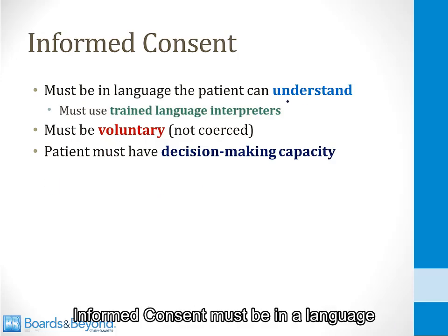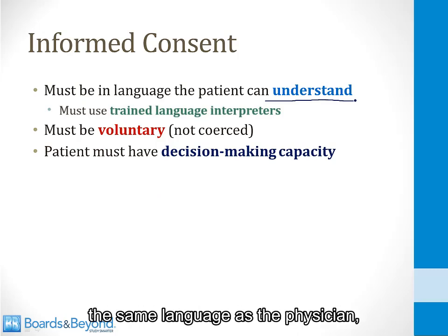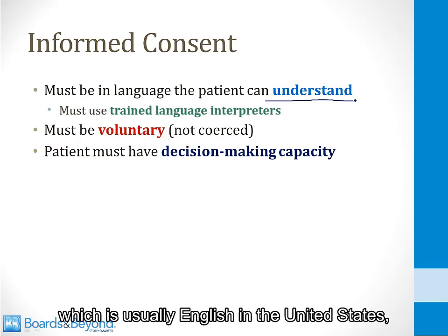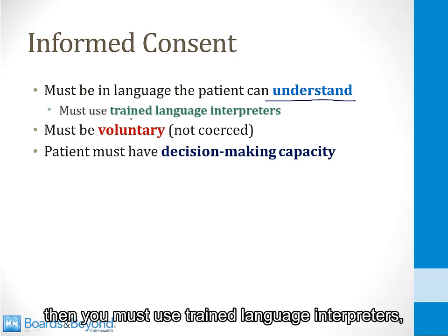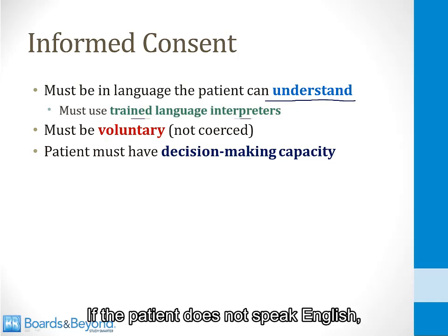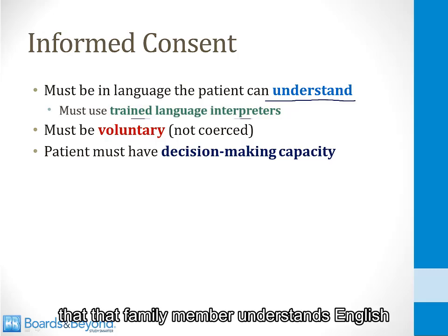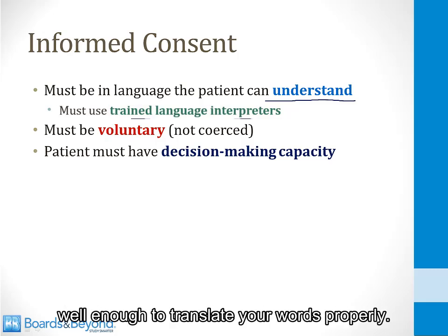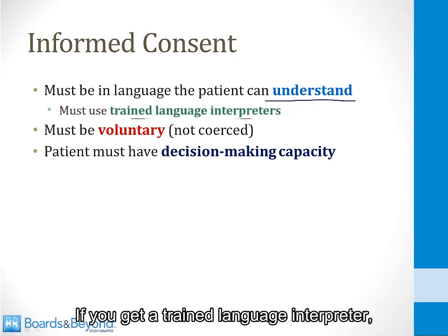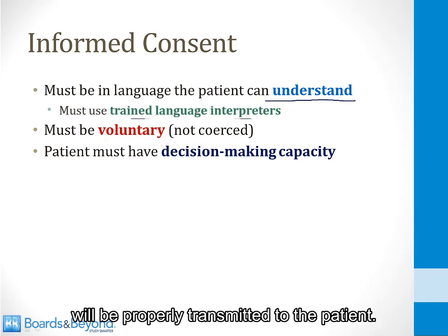Informed consent must be in a language that the patient can understand, and if the patient does not speak the same language as the physician, which is usually English in the United States, then you must use trained language interpreters. And this often comes up on board exam questions. If the patient does not speak English, you must get a trained interpreter. A family member is not acceptable because you can't be sure that that family member understands English well enough to translate your words properly. If you get a trained language interpreter, then you can be sure that your words will be properly transmitted to the patient.